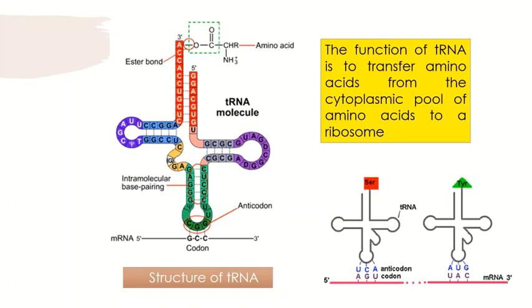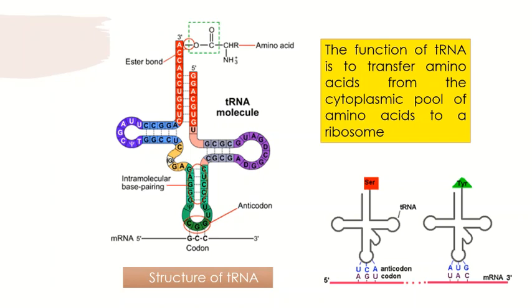This is a unit structure of tRNA. The function of tRNA is to transfer amino acids from the cytoplasmic pool of amino acids to a ribosome. So how do they work? First of all, let's have a look at the right side of our tRNA there.